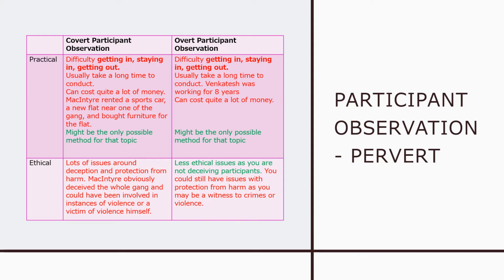So there's three issues there that you've got to be aware of, and generally they take a lot of time, a lot of effort, a lot of money. This method is really quite impractical, really quite weak on the practical front.